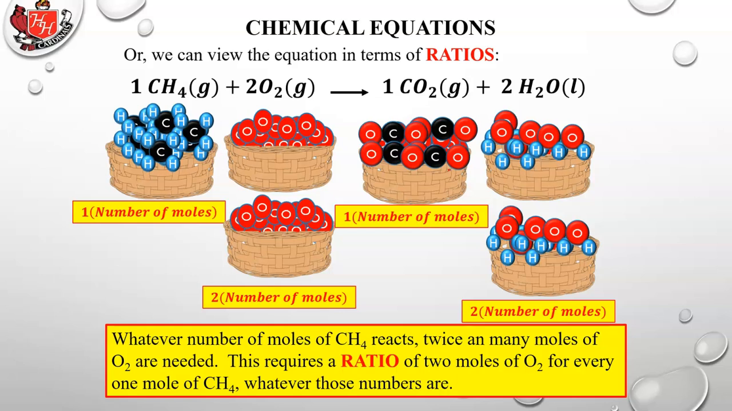So in other words, if I have 50 moles of CH4, I'm going to need twice that many, 100 moles of O2. If I have 25 moles of CH4, I'm going to need twice that many, or 50 moles of O2. So you think of it in terms of whatever number of moles, all it means is that you have to have twice as many moles of oxygen as you have moles of CH4.